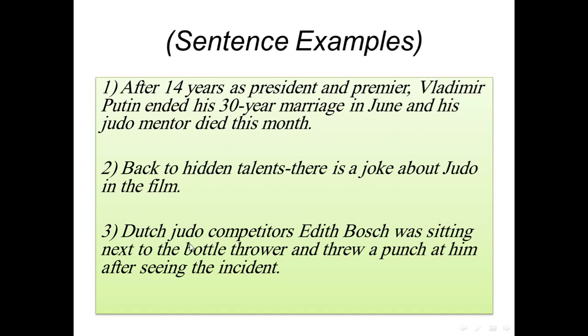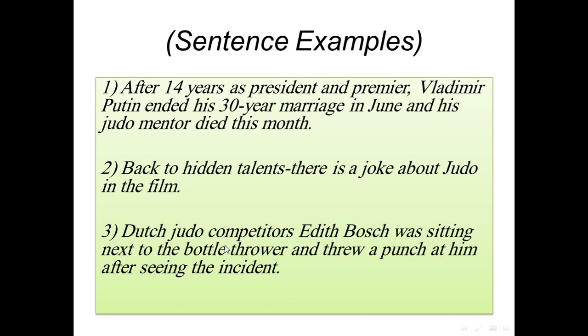Number 3, Dutch judo competitor Eat Bosch was sitting next to the bottle thrower and threw a punch at him after seeing the incident. So here it is talking about an event. Yeah, it's talking about the Dutch judo competitors. So here the specific name is given. It's Bosch was sitting. So it's kind of like a story. This sentence is kind of like a story, restating the events that happened at that time.